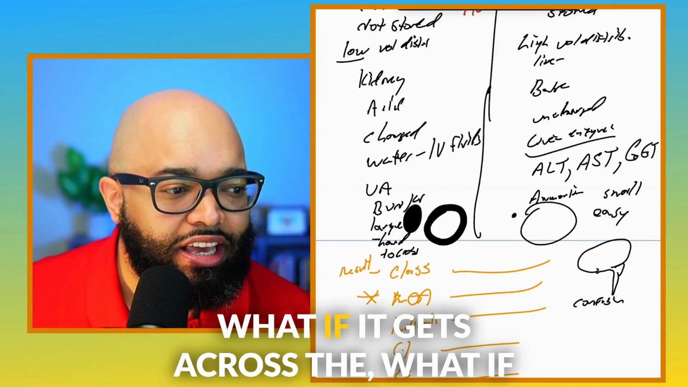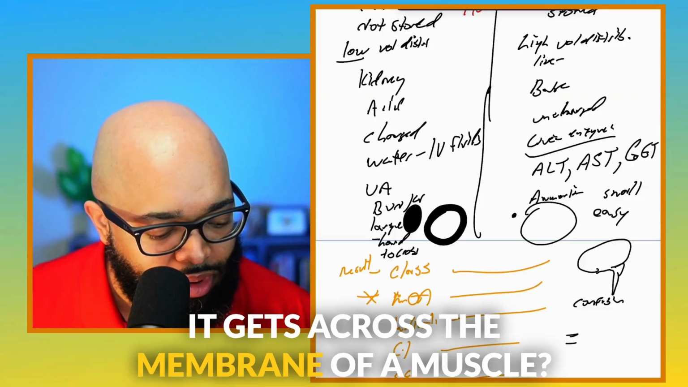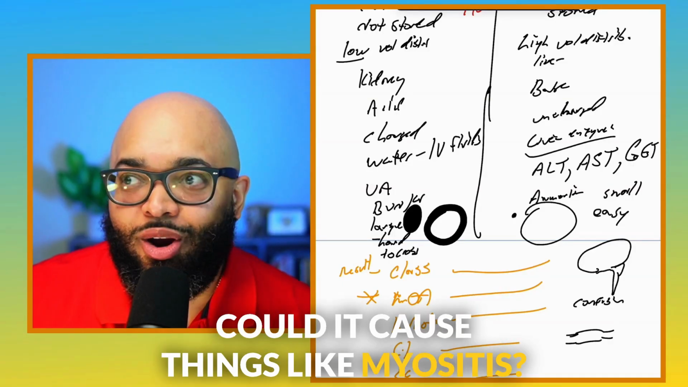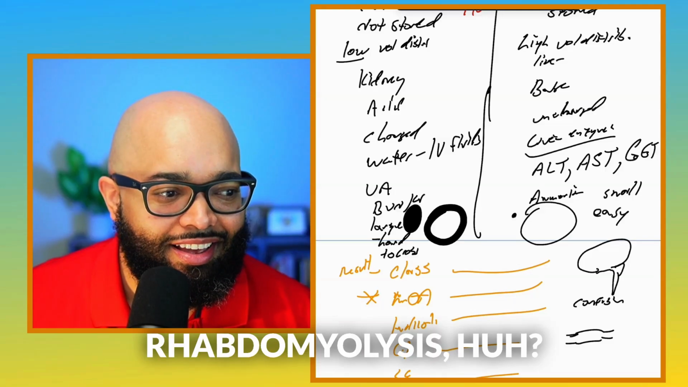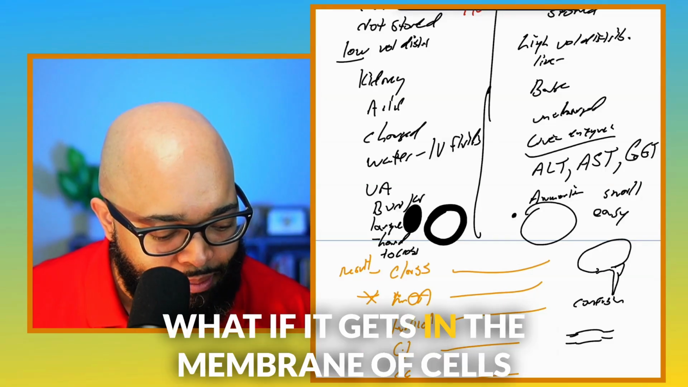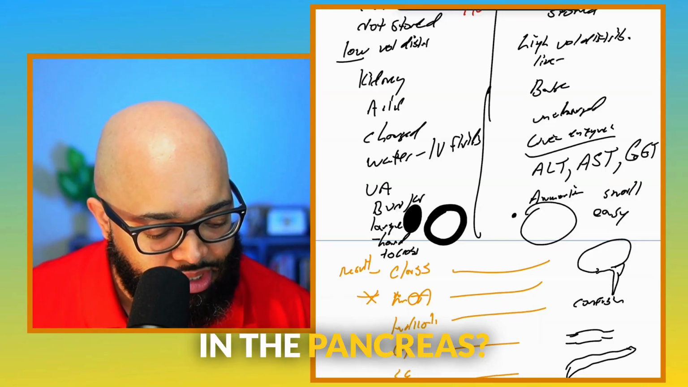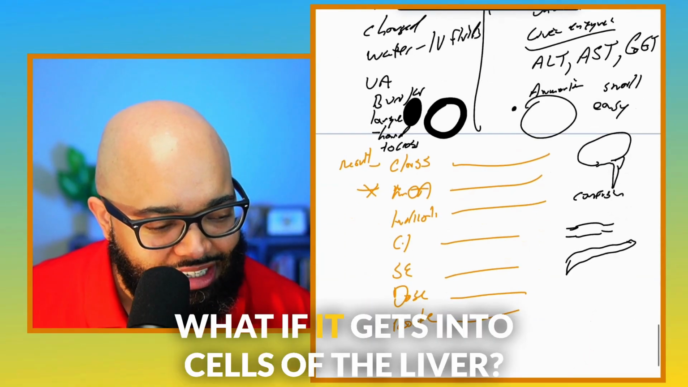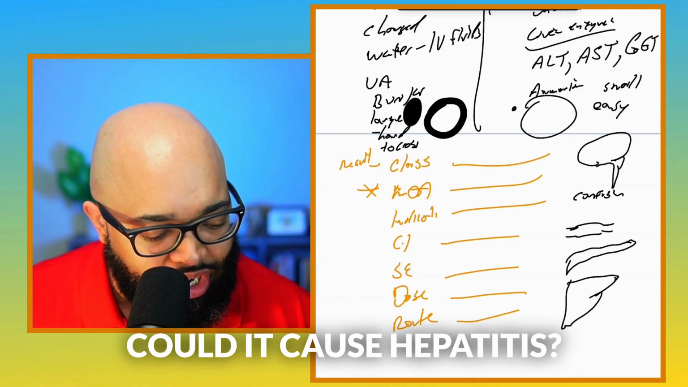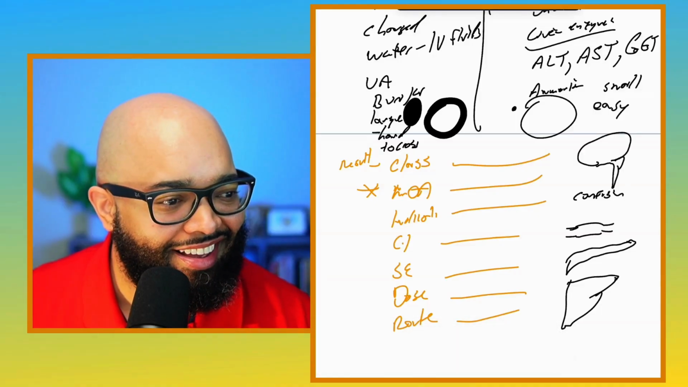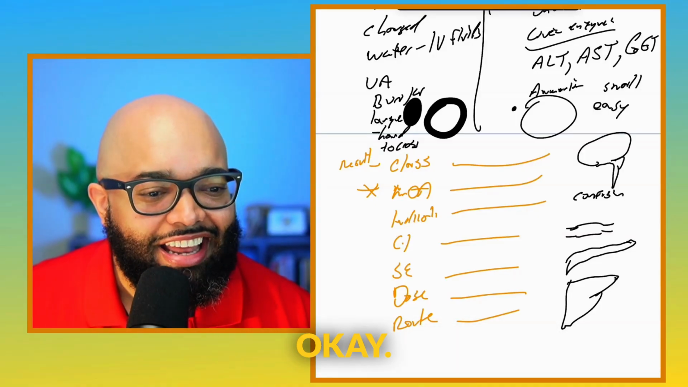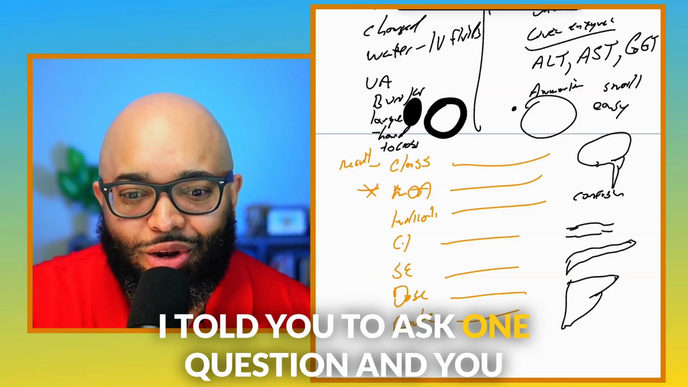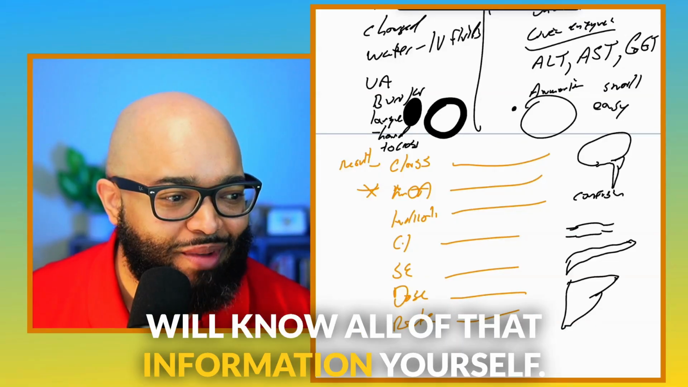Whoa. What if it gets across the membrane of a muscle? Could it cause things like myositis, rhabdomyolysis? What if it gets in the membrane of cells in the pancreas? Could it cause pancreatitis? What if it gets into cells of the liver? Could it cause hepatitis? Now, I didn't even tell you what the drug name is. I told you to ask one question and you will know all of that information yourself.